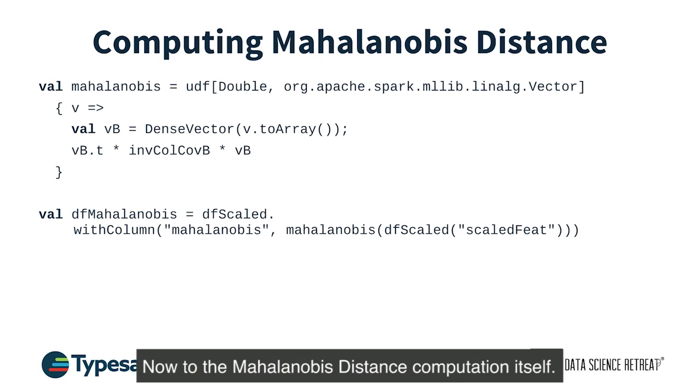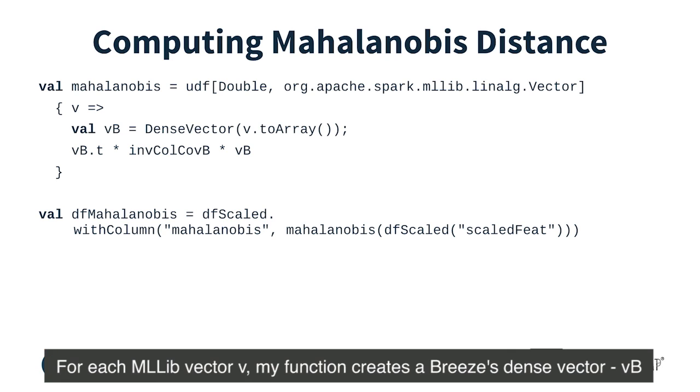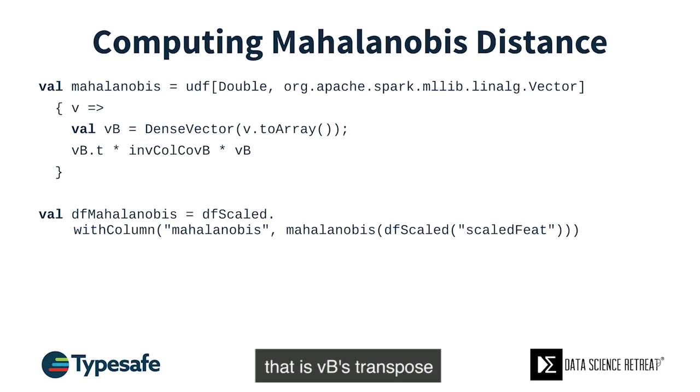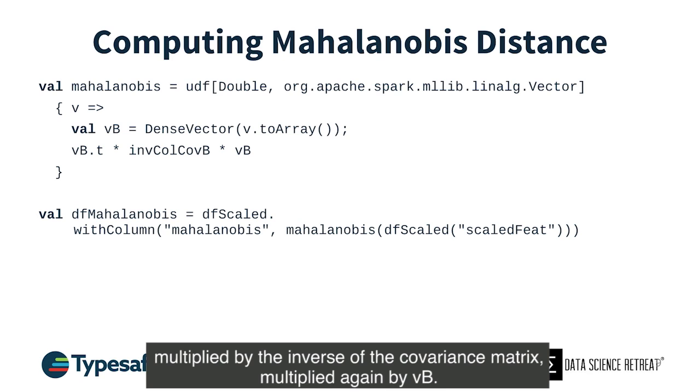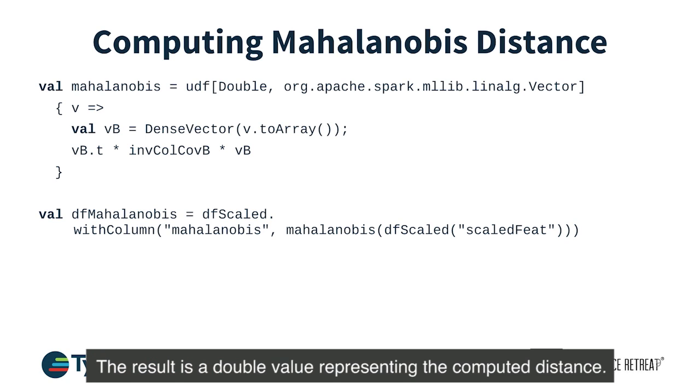Now to the Mahalanobis distance computation itself. First, I create a user-defined function, a UDF, which takes a column of MLlib vectors and outputs a column of doubles. For each MLlib vector v, my function creates a Breeze dense vector vb and uses this new vector in the Mahalanobis distance formula. That is, vb's transpose multiplied by the inverse of the covariance matrix multiplied again by vb. The result is a double value representing the computed distance.